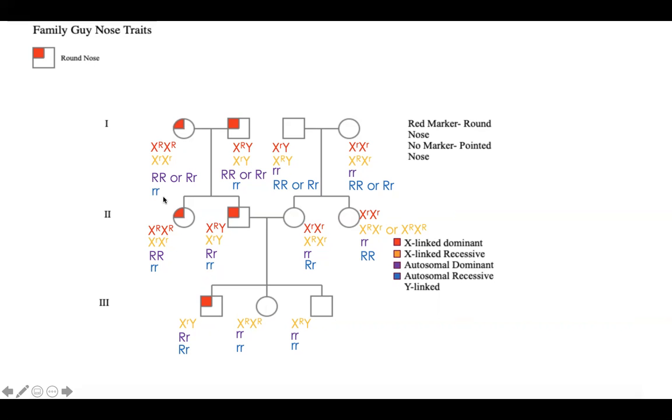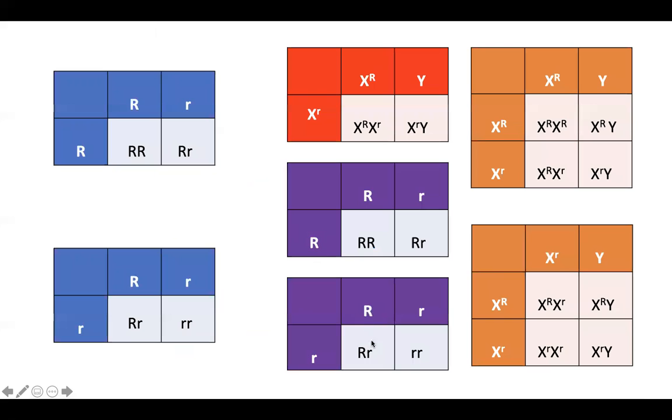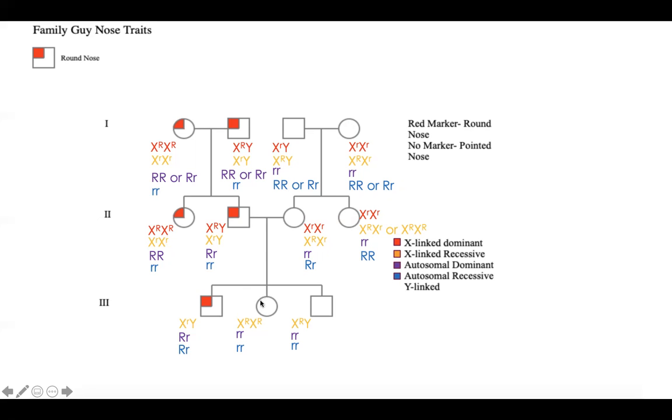With autosomal dominant, everything does check out from generation one to two, also providing some modes of variation. And then from generation two to three, with Peter being Rr and Lois being rr, half their children should have rounded noses and half should have pointed noses. Therefore, this allows Chris to have the rounded nose, and Meg and Stewie, my bad, to have the pointed noses.